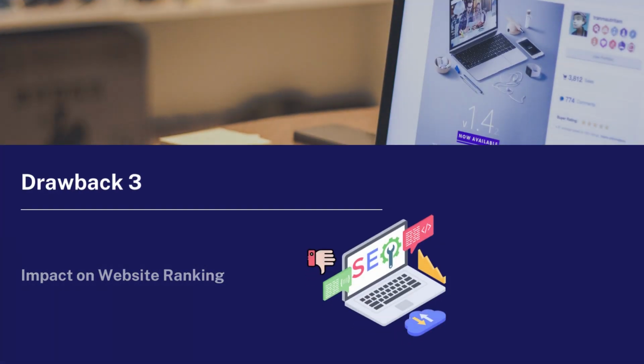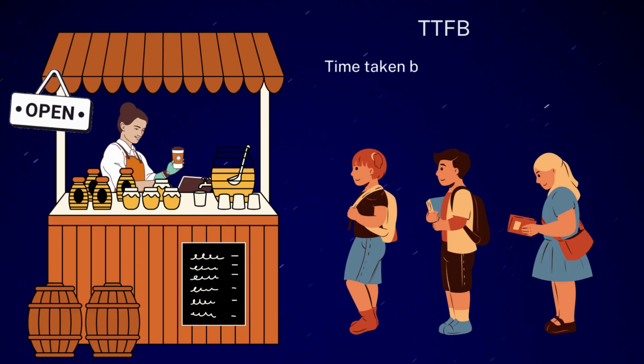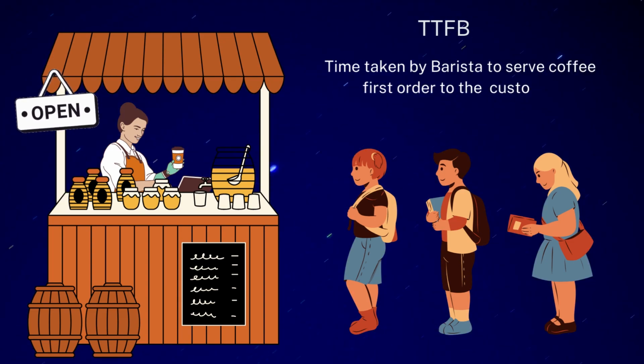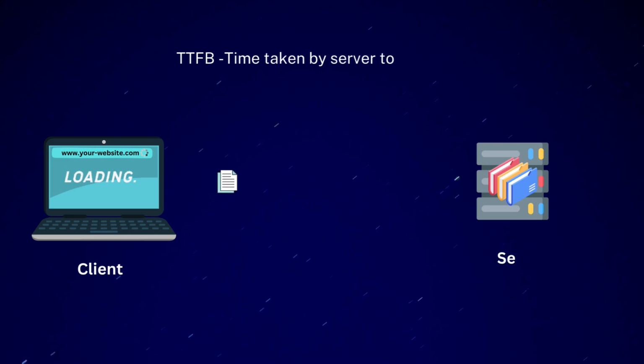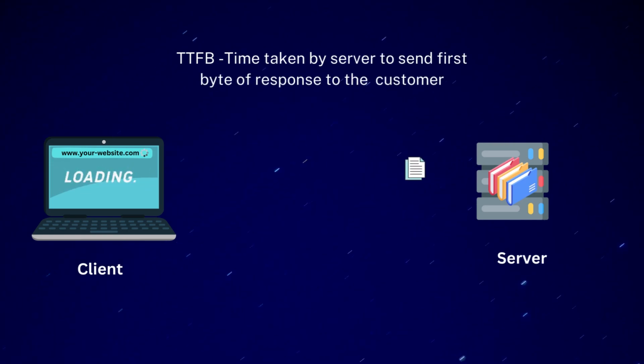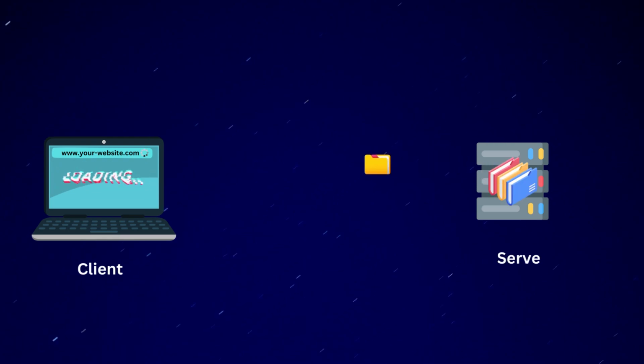Next drawback is the impact on website ranking. Imagine you are waiting in line to order coffee at a cafe. The barista is busy making drinks for the other customers, so it takes a few minutes before they can deliver your order. This is like the time to first byte of a website. TTFB, or time to first byte, is the time it takes for a server to send the first byte of the response to the client.